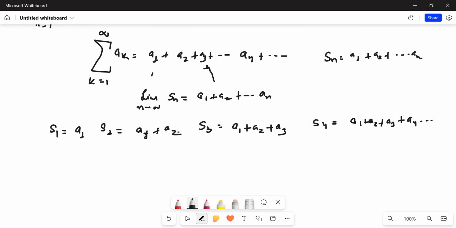So a series behaves the same way as its SOPS does. If the series is convergent, then SOPS is convergent. If SOPS is convergent, then the series is convergent. If the series is divergent, then SOPS is divergent. And if SOPS is divergent, then the series is divergent. SOPS means sequence of partial sums.